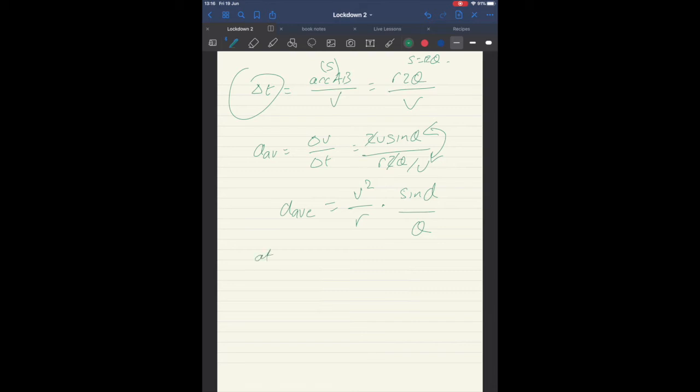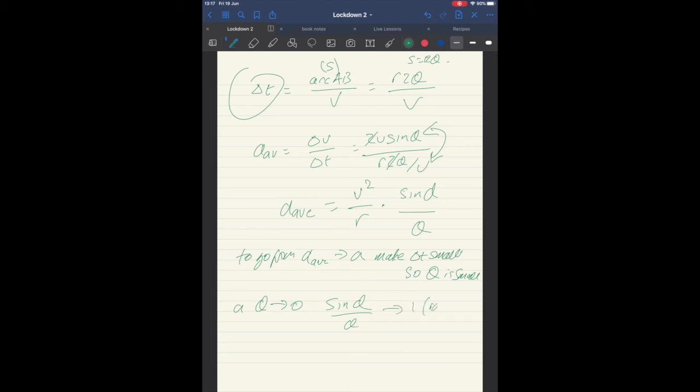Obviously, to get A average to become an instantaneous acceleration, or just A, we have to make delta t as small as possible, which means if we make the time that we're measuring over really tiny, then the angle between A and B becomes tiny, so theta becomes really, really small. And as theta tends to 0, sine theta over theta becomes closer and closer to 1.